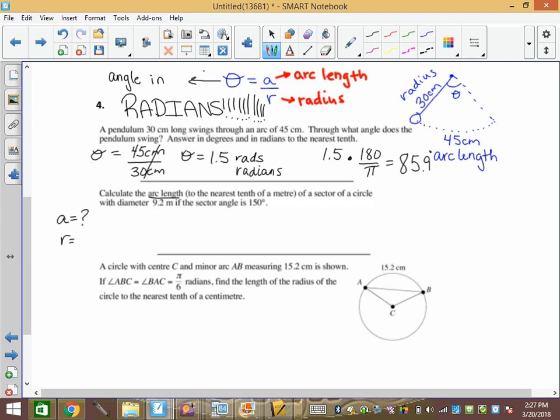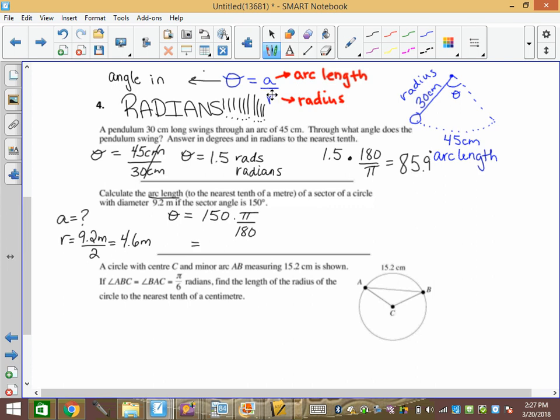So the radius is 9.2 meters divided by 2, which is 4.6 meters. And they have theta equals 150, but I'm not even going to write the 150 down because then I might feel the need to put it in. I have to put the 150, and then what do I have to do immediately right after I put 150? Yeah, so degrees to radians, pi on top. So times pi over 180.